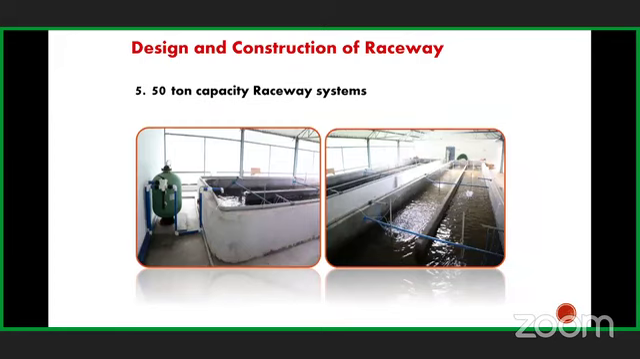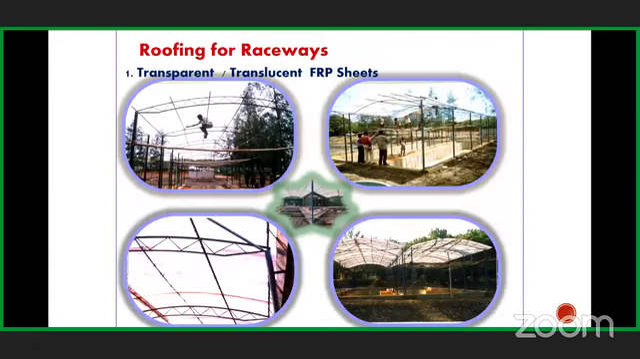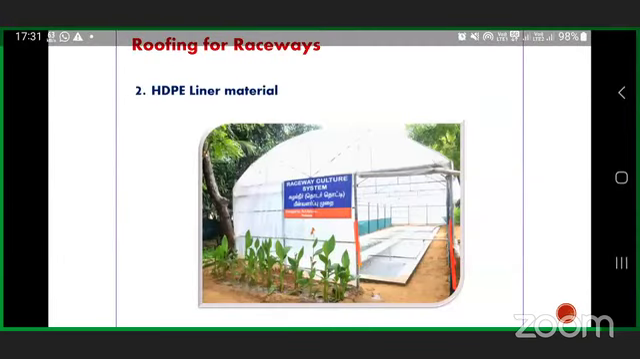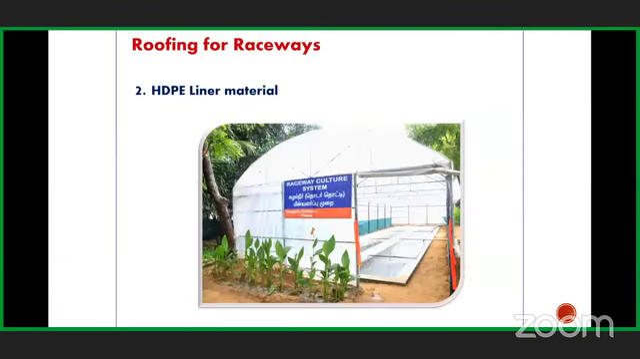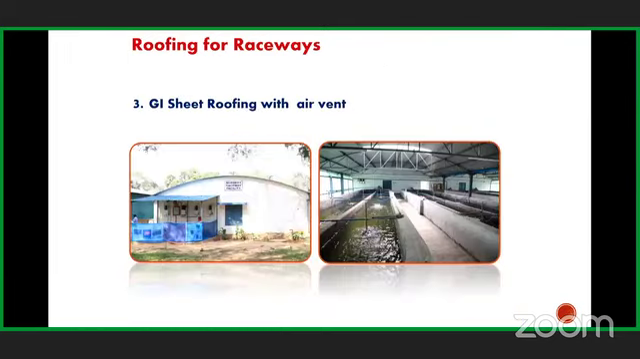Basically, a raceway is where we have several ponds connected together, and we maintain a flow of water, so that higher productivity and better water quality management can be achieved. Here you can see some roofing, and this is one of the raceway projects underway in Tamil Nadu, at the College of the Tamil Nadu Agriculture University.